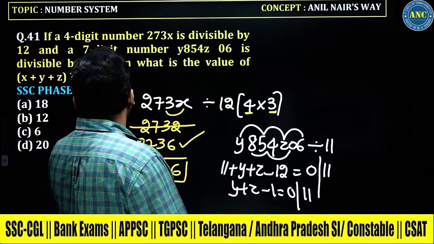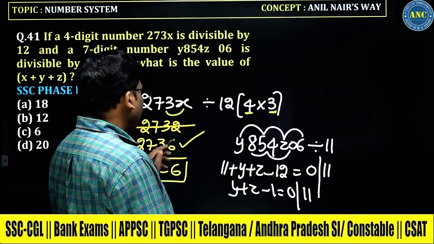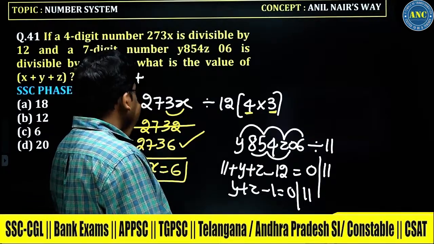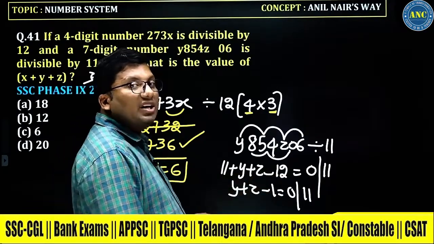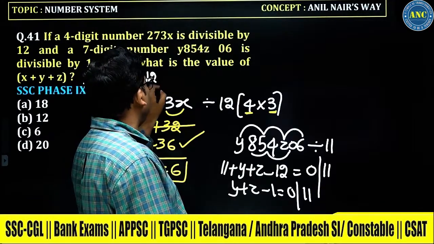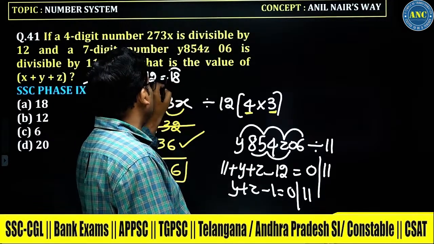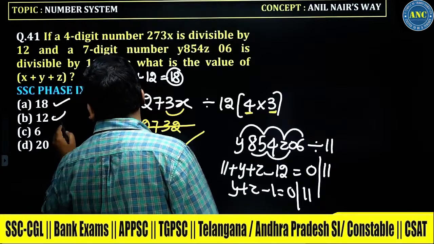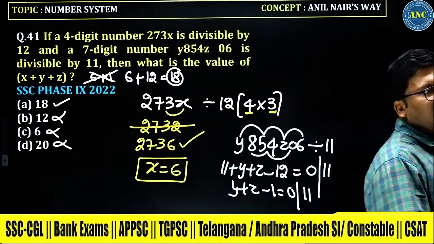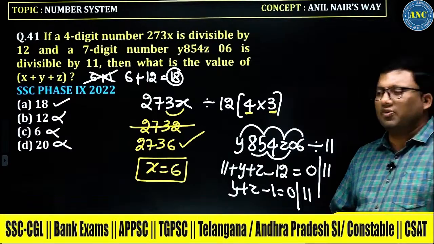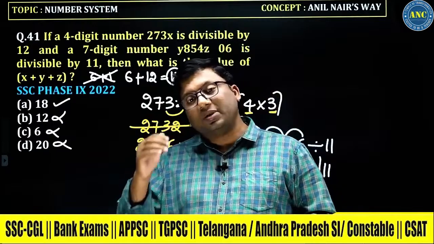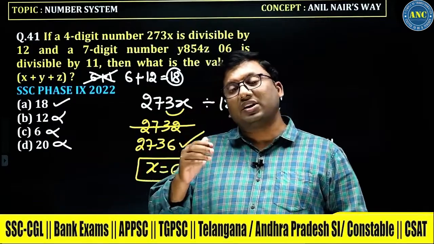So 6 plus Y plus Z can be 6 plus 1, 7, which is not given. Minus 1 goes to the right hand side, plus 1, 11 plus 1 is 12. 6 plus 12 is 18. The answer for this question is 18. I hope the idea is very much clear. Almost 90% of the questions we are doing are based upon the divisibility rules.